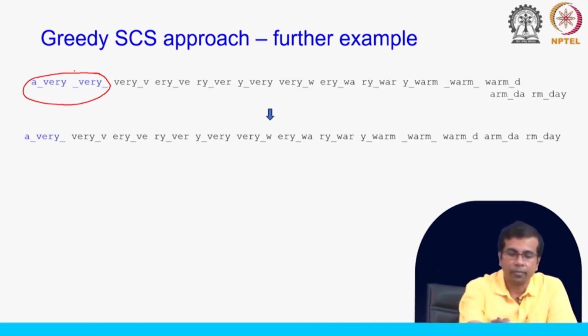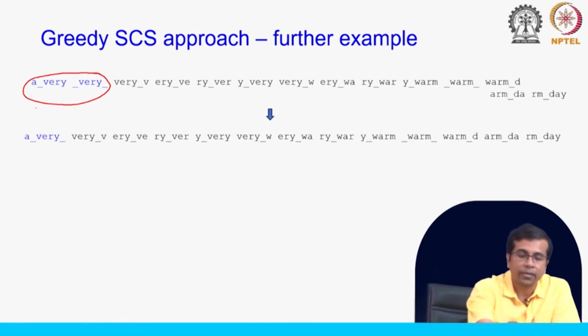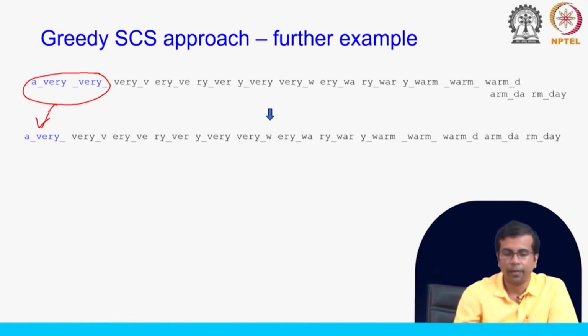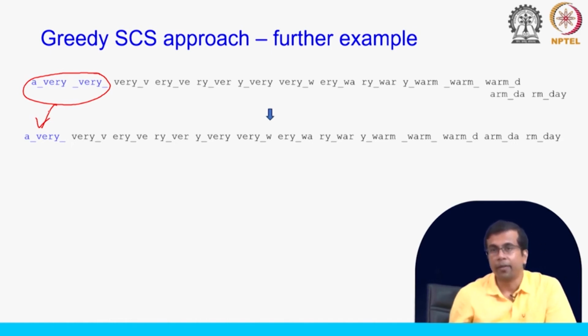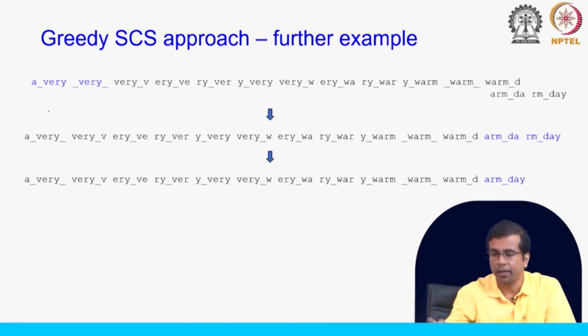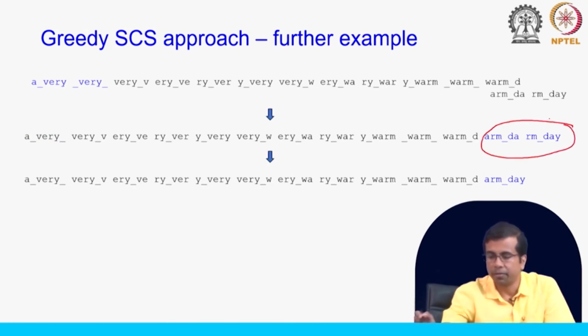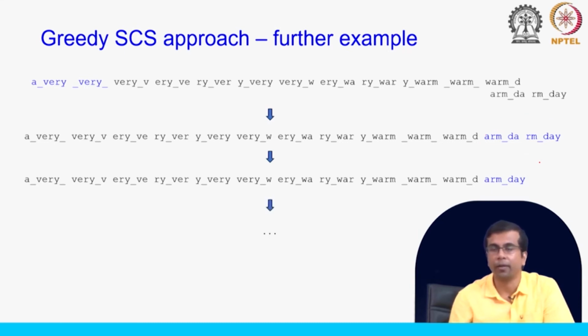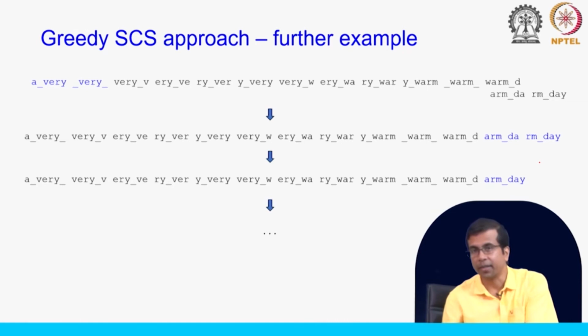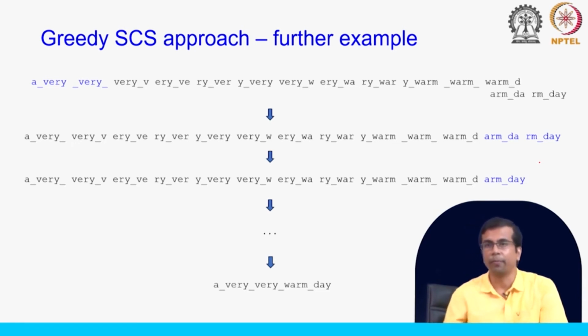So, the greedy approach will start merging them. It merges these 2 into this one here. Then it will continue this process, and let us say here it then merges these 2, and then we get this one. You can imagine this process would go on. I am not going to illustrate all the steps, but this process will go on, and in the end you might get this one: a very warm day.